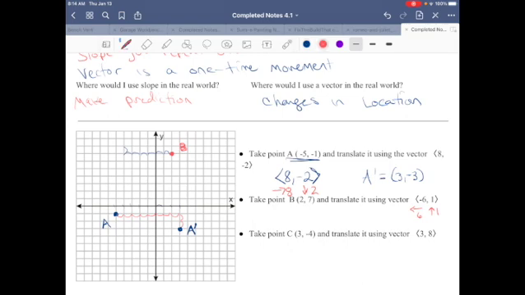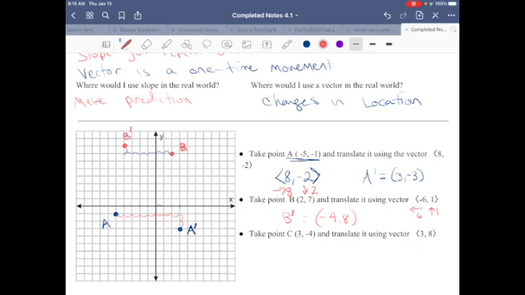So B prime, our new B, is going to be right there. And so our new coordinates are -1, 2, 3, 4, and then up 1, 2, 3, 4, 5, 6, 7, 8. So -4, 8 is our location for B prime.